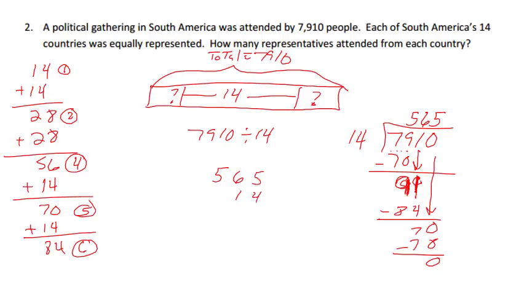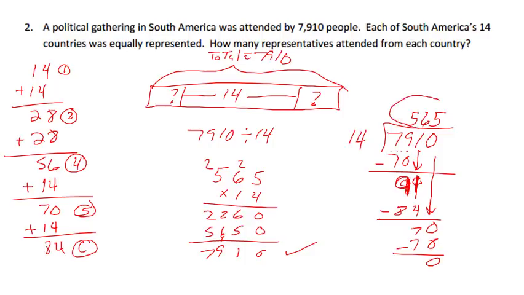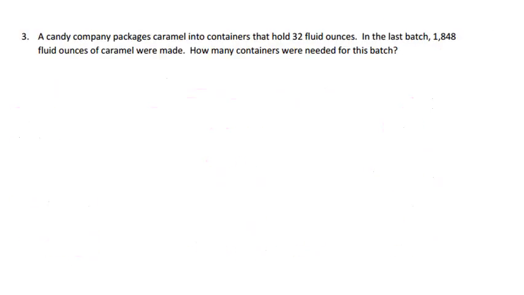If we have 565, and we multiply that by 14, 5 times 4 is 20. 6 times 4 is 24, and 2 is 26. 5 times 4 is 20, and 2 would be 22. Put our placeholder. 1 times 5 is 5. 1 times 6 is 6. 1 times 5 is 5. Add them up. 11, 8, 9, 7,910. And that is exactly what we started with. So it's a good answer. So each country had 565.